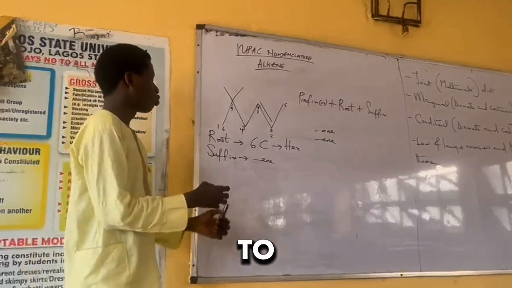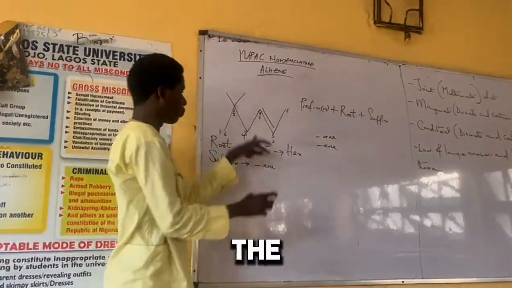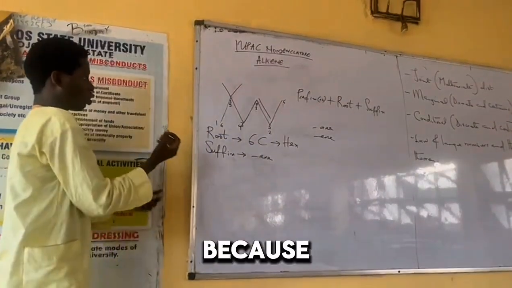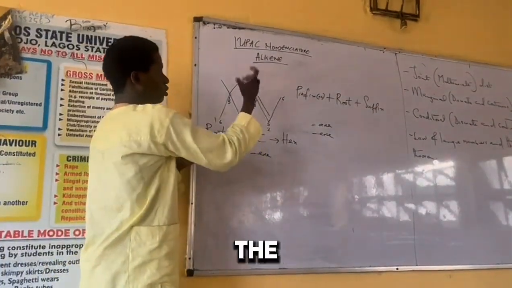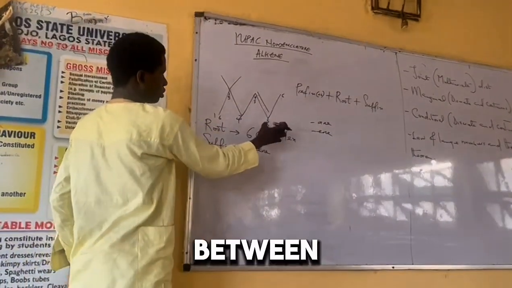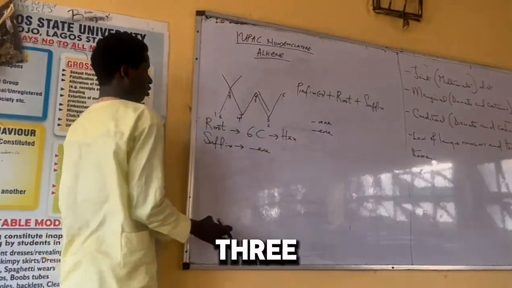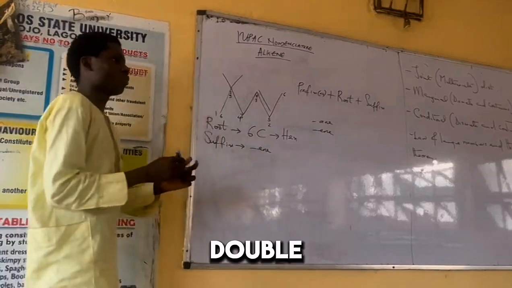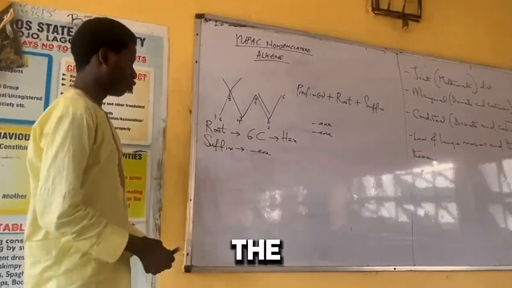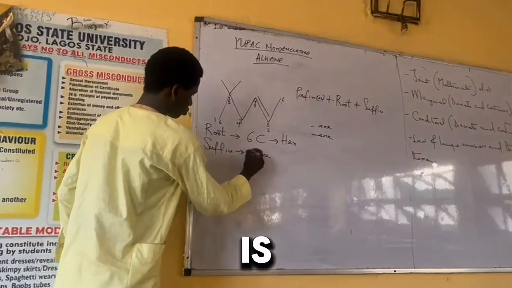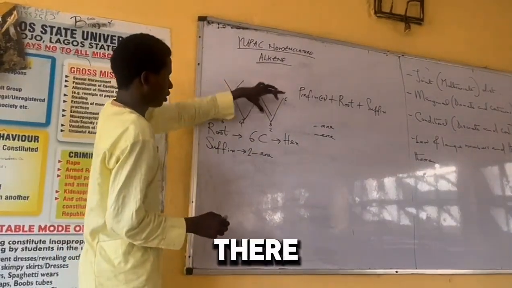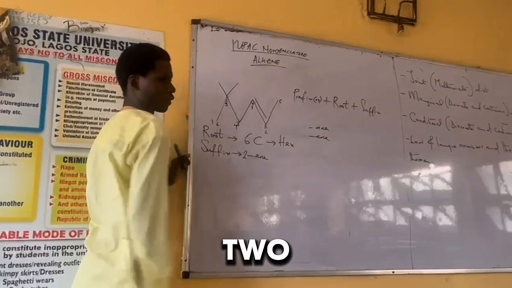We have to denote the position of the double bond. Now, we are considering the backward numbering because the double bond has to have the lowest number. Hence, the double bond is between carbon 2 and carbon 3. And whenever you have the double bond between a lower number and a higher number, you go for the lower number. Hence, we have to say it is 2-ene, denoting that the double bond is attached to carbon 2.